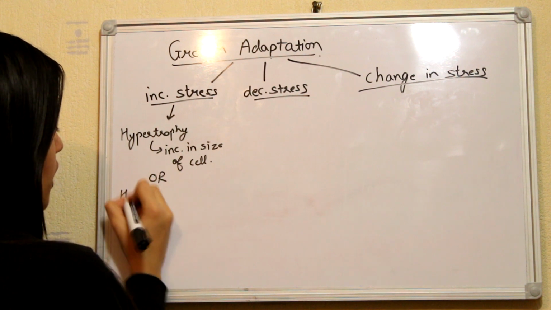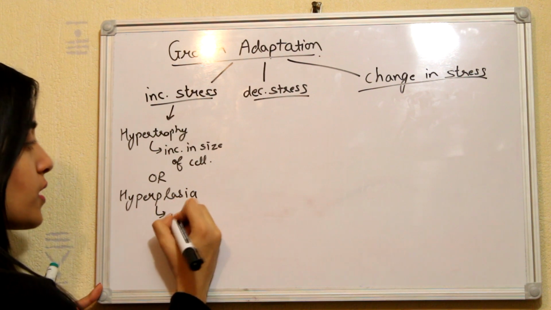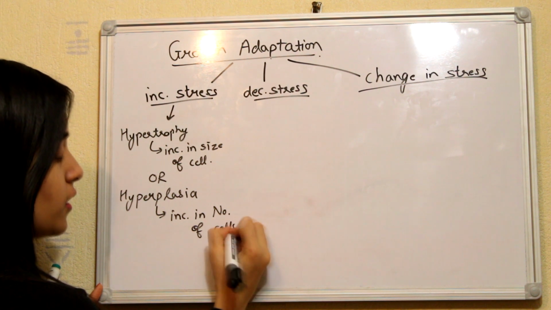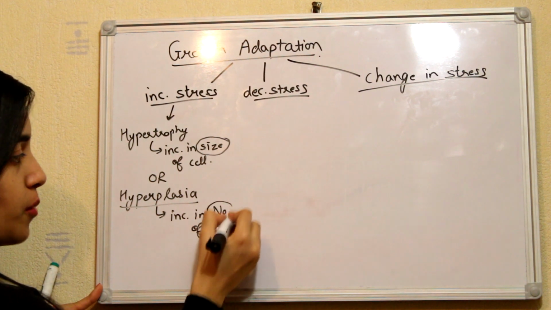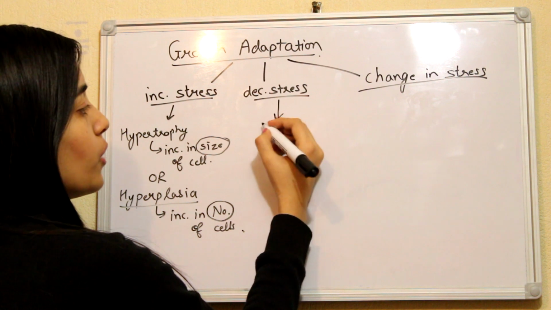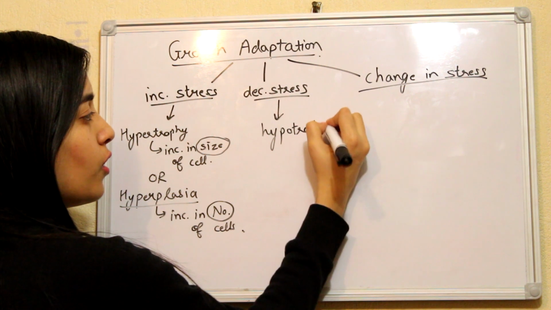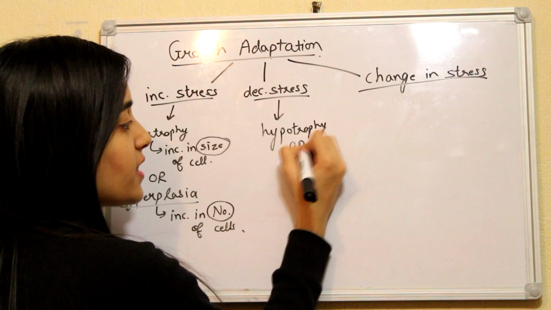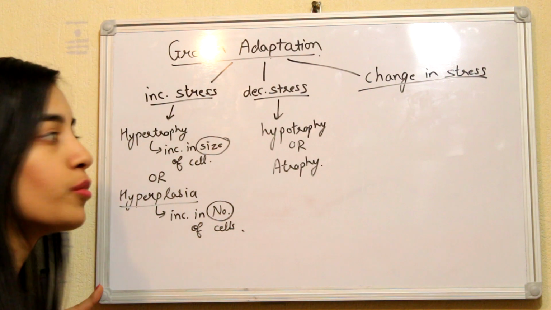or it can undergo hyperplasia, which is increase in number of cells. There is a difference: in hypertrophy there is increase in size, and in hyperplasia there is increase in number of cells. But if there is decrease in stress, the body will undergo atrophy, that is decrease in size. It is the opposite of hypertrophy.